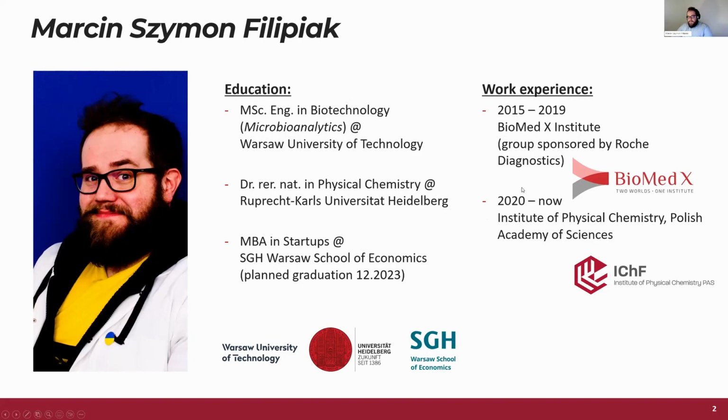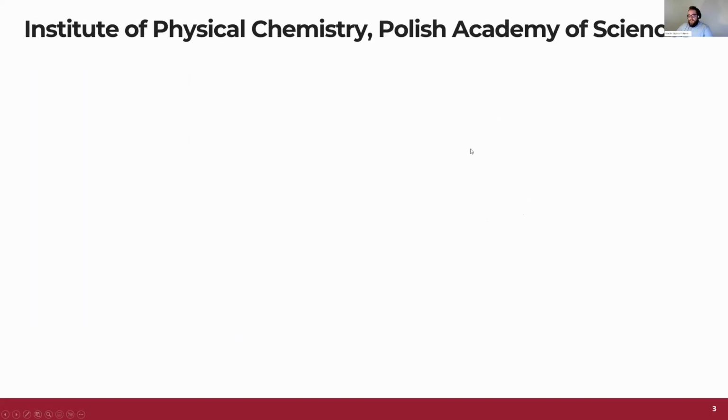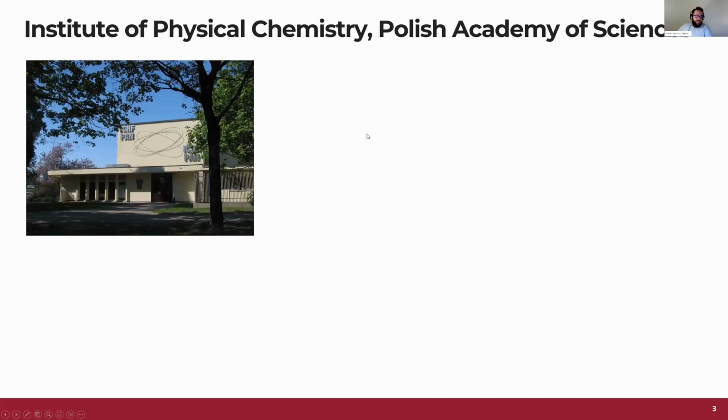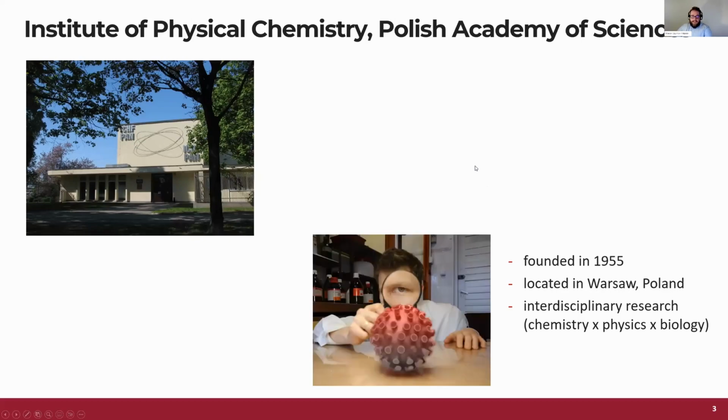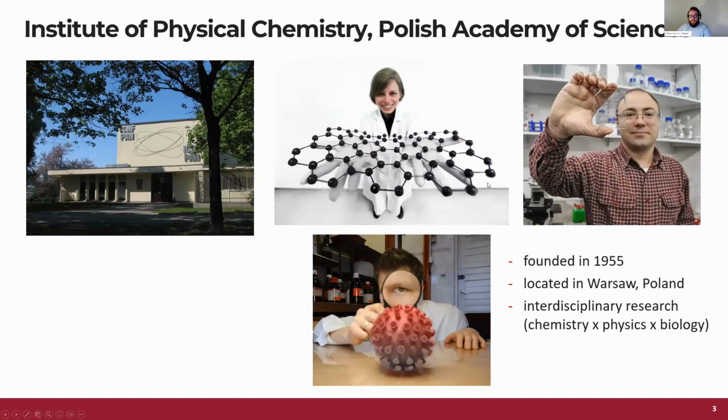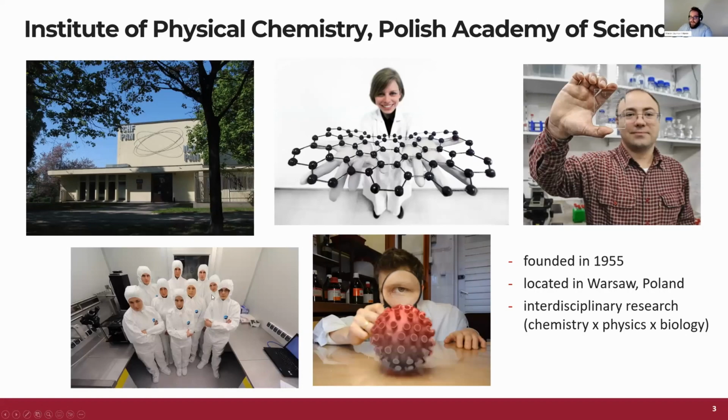So basically, a little bit more about the institute itself. It's located in Warsaw, Poland. It was founded already in 1955, so we have a pretty long history. And we do interdisciplinary research. Despite the name physical chemistry, we're doing chemistry, physics, as well as biology. And we also have some material science capabilities here. There are more than 350 scientists working at the Institute, and there are more than 200 peer-reviewed publications a year.